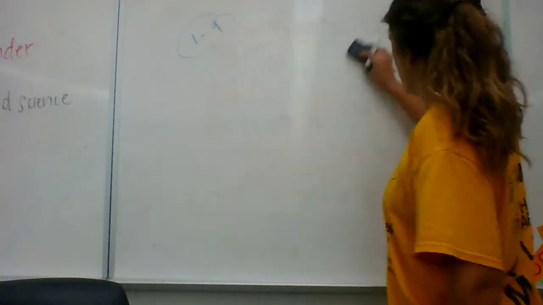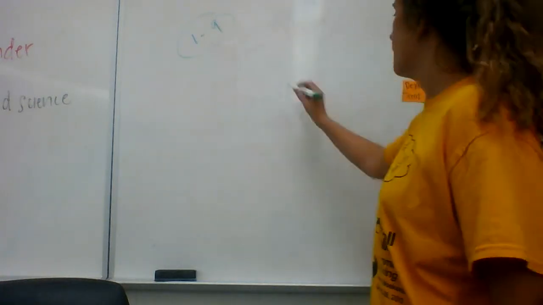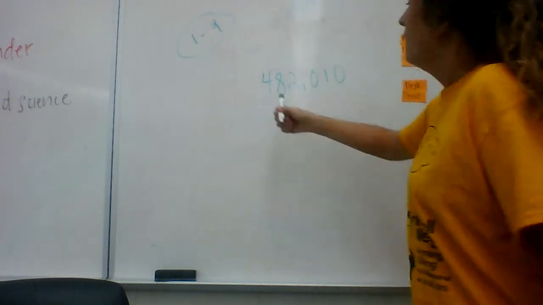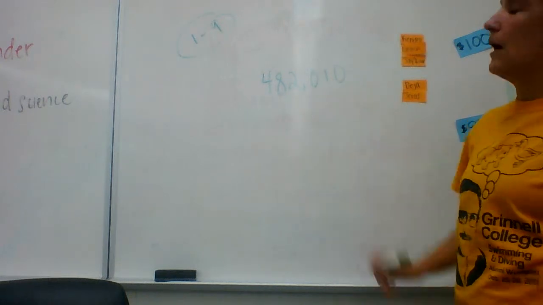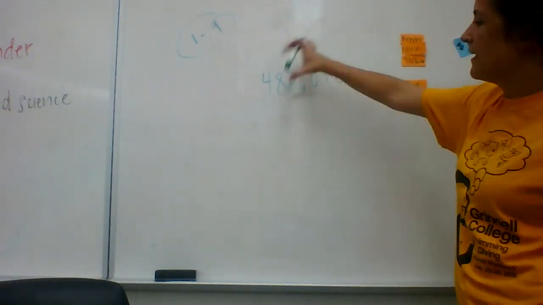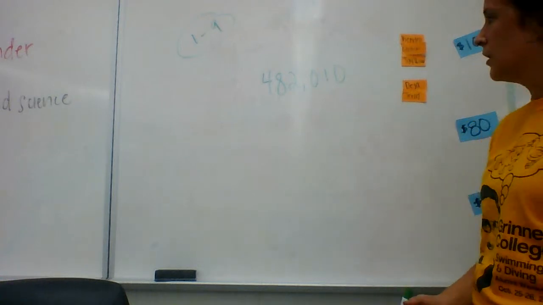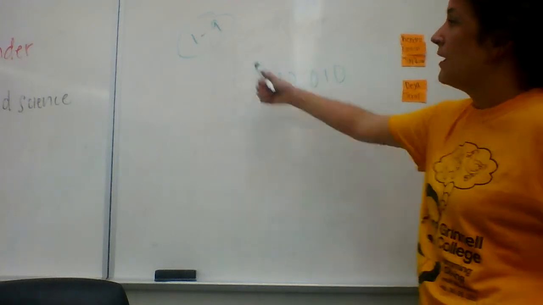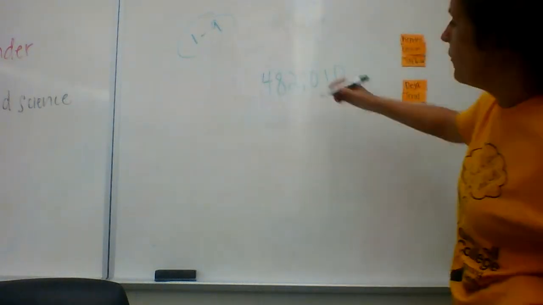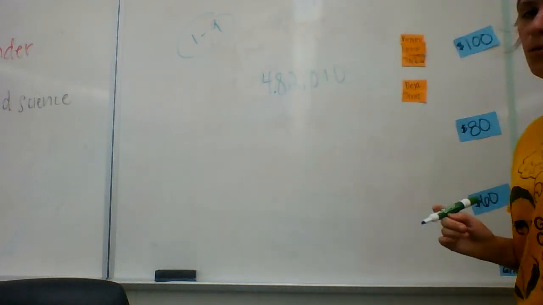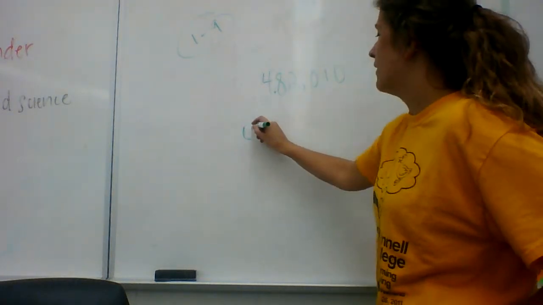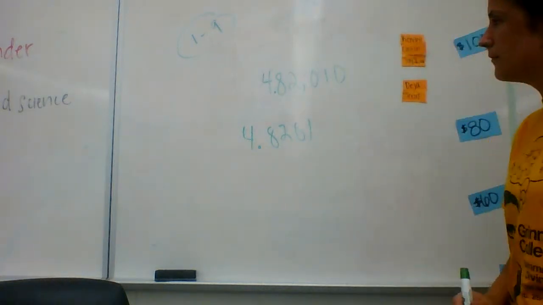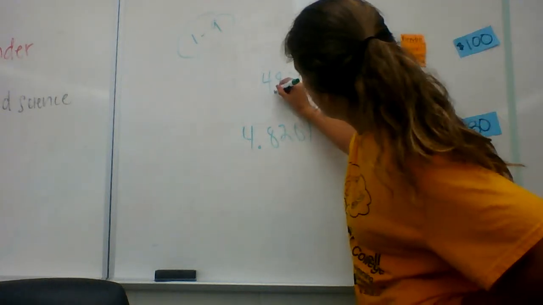Let's try one that's a little bit harder. I'm going to give you this number: 482,010. I want you to take this number and put it into scientific notation. We first have to figure out where our decimal point is going to go. I want my number to be between 1 and 9. So I know that if I have a decimal point right here, that'll become between 1 and 9. So I'm going to rewrite mine out. I have 4.8201.